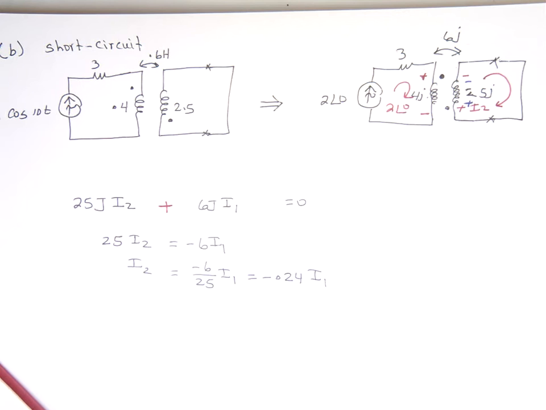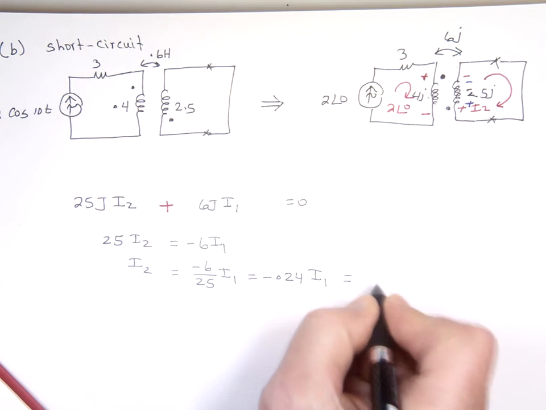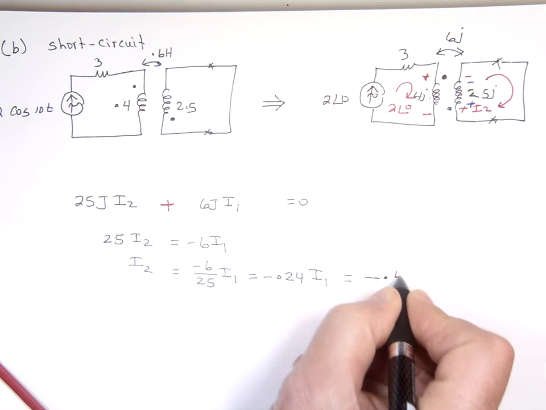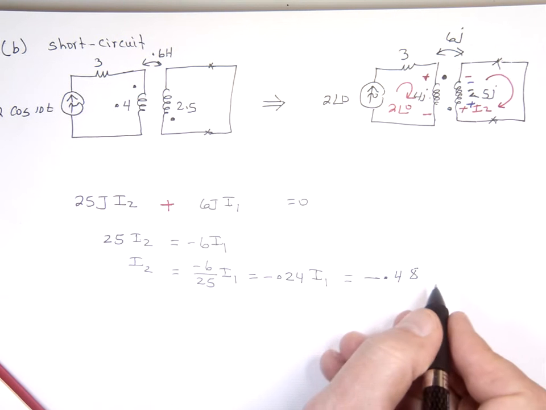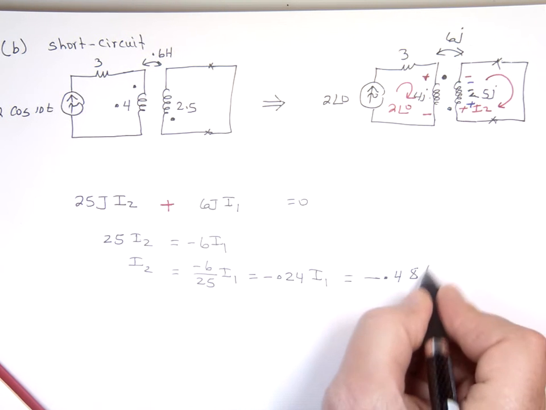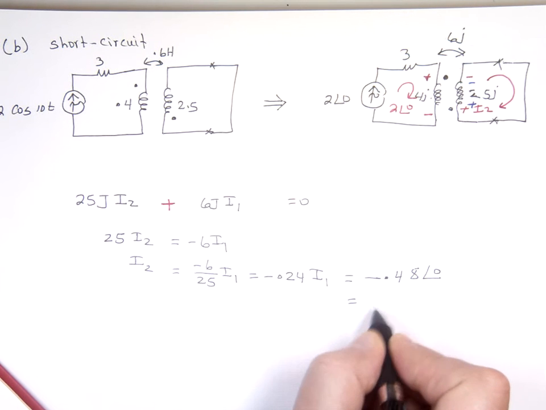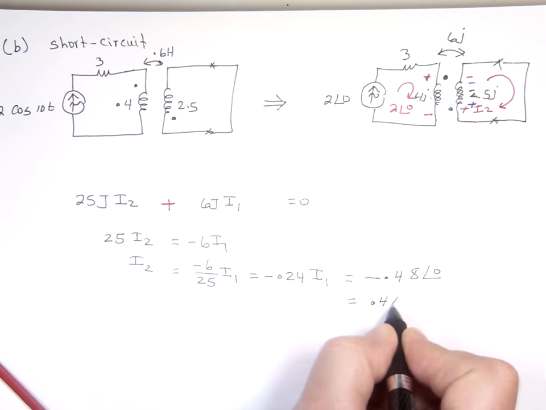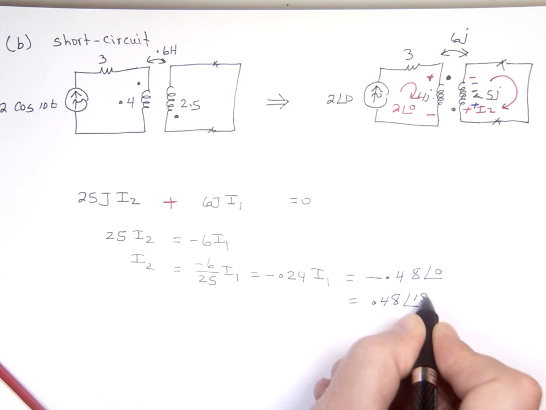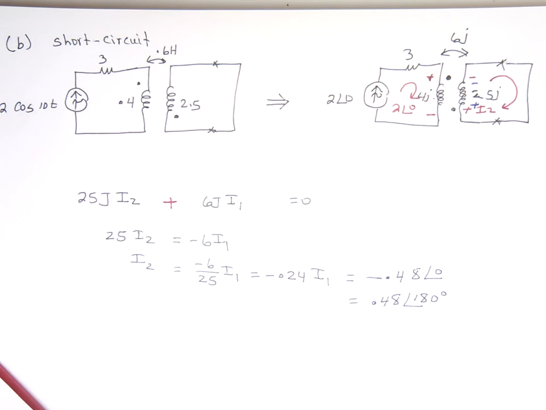Is that negative 4.8 or negative 0.48? Angle 0. The negative really is, it's positive 0.48 angle 180. Plus or minus doesn't matter. Plus 180 or minus 180 is the same thing. So the minus sign is a phase shift of 180 degrees.